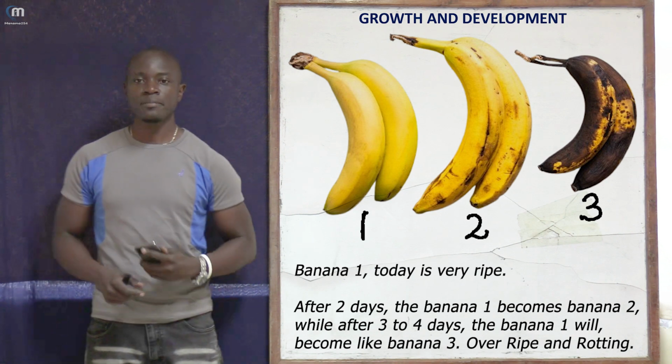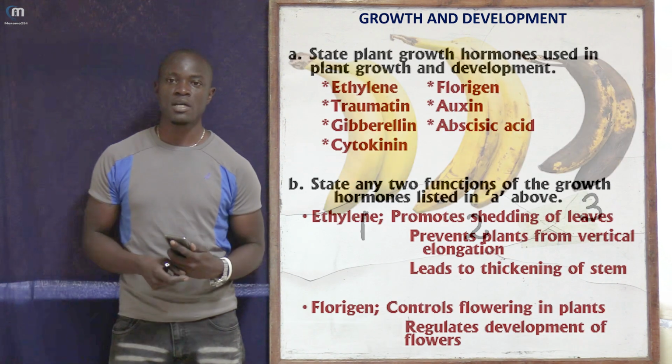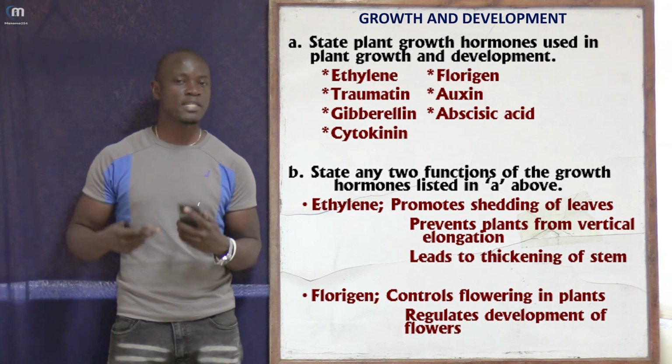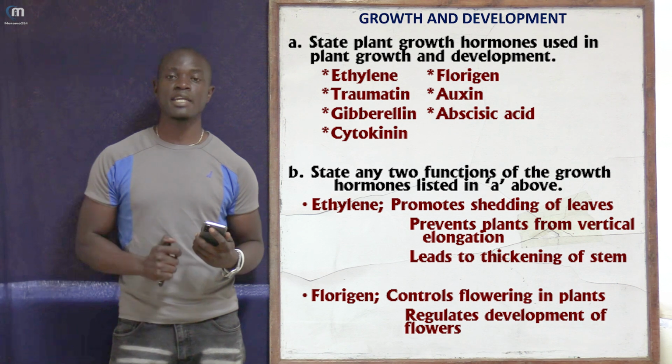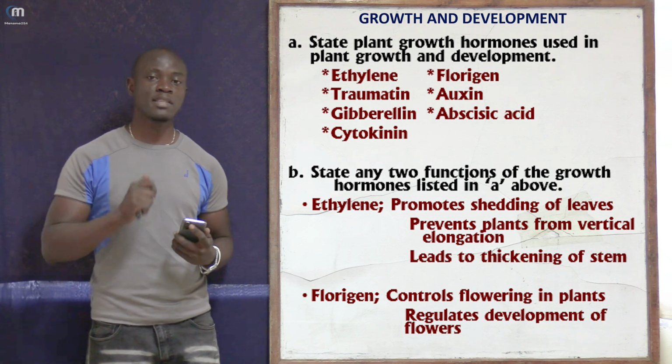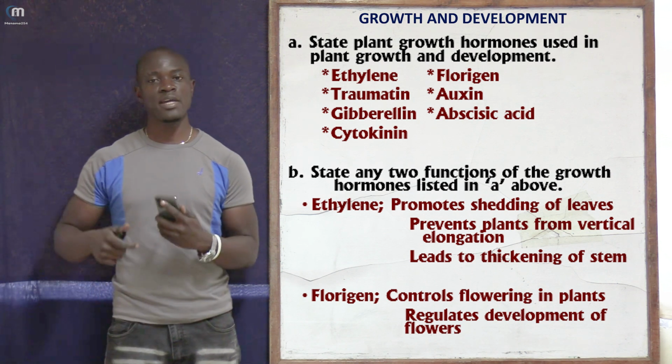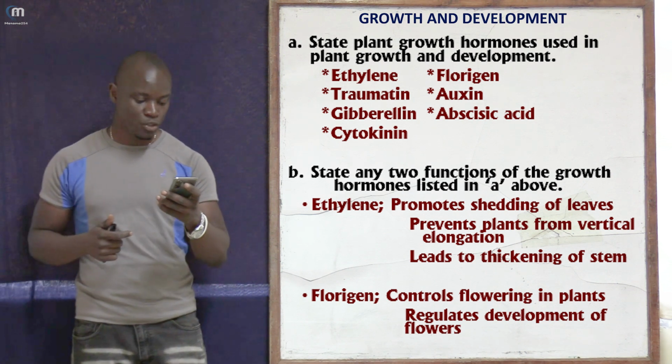So ethylene, remember, it promotes fruit ripening. Apart from that, it also prevents stem height elongation. So if you inject ethylene on a plant, it is going to make the stem grow very slowly, because the function of ethylene is to prevent stem height elongation.